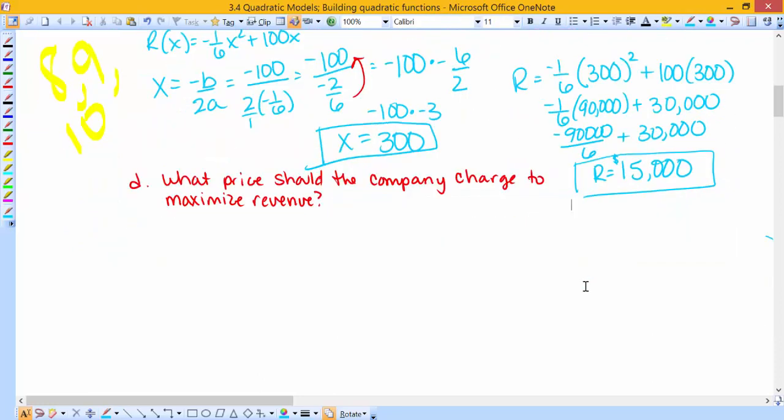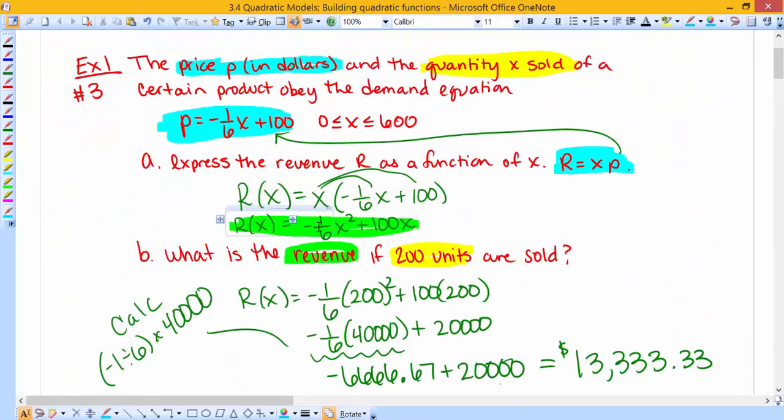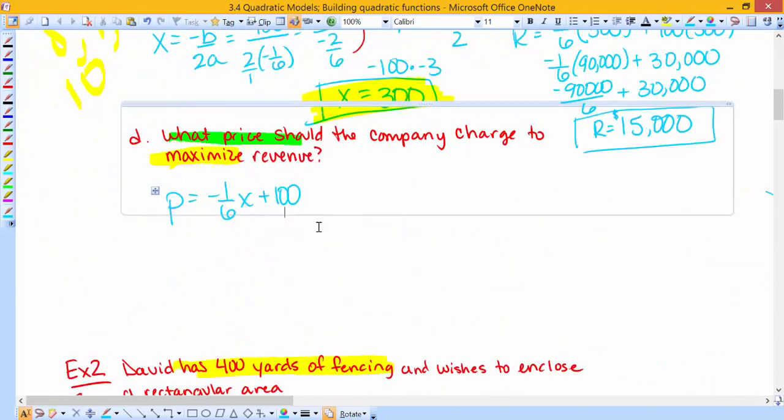And then in part D, it's asking us what price should the company charge to maximize revenue. So I see maximize here, which now we need to be thinking, oh, maybe this is vertex. Well, we've already figured out that the maximum I have to sell is 300. So the question is, what price? Well, if we remember back to the first part, price is negative 1/6x plus 100. Let me double check that. Yep. Price is negative 1/6x plus 100.